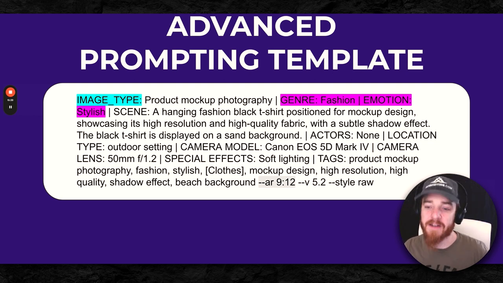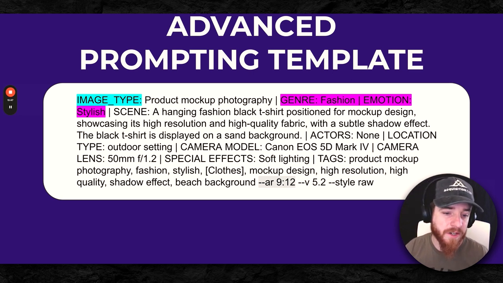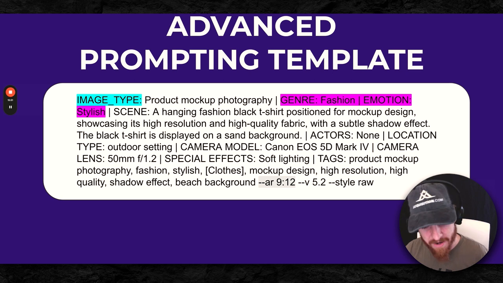These are key in doing these product mockups. So product mockup photography, fashion, stylish. Again, you can put t-shirt in there. That's kind of just an example. Mockup design, high resolution, high quality shadow effect in a beach background. You can swap out that beach background for a forest background, for a black background, for a white background. There's so many different things you can do. Aspect ratio, style of 5.2, style of RAW.